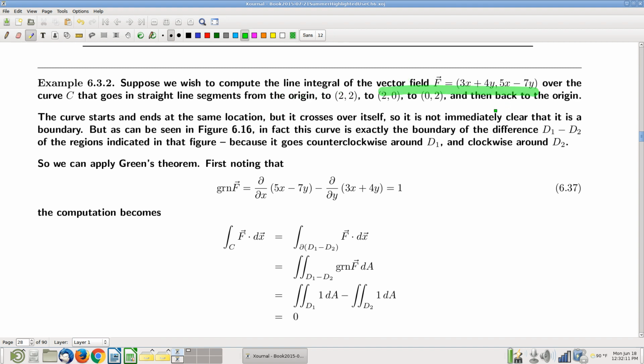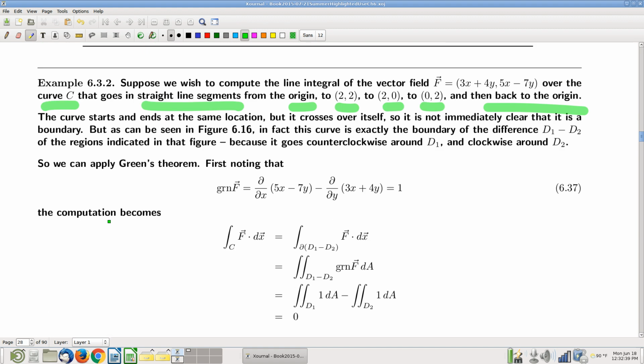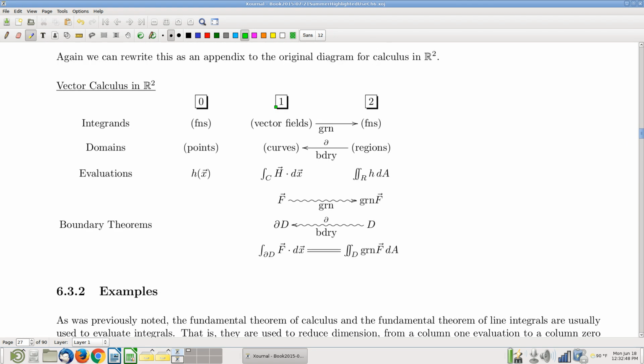Here's our vector field. Is what it is. And then let's see, we have a curve that consists of straight line segments starting at the origin and then going in succession to several points and then back to the origin. So here's a picture of our curve. It starts at the origin and then it goes like that and then like this and then like that and then back to the origin. Okay. So there's our curve. And we want to compute, again, this line integral.